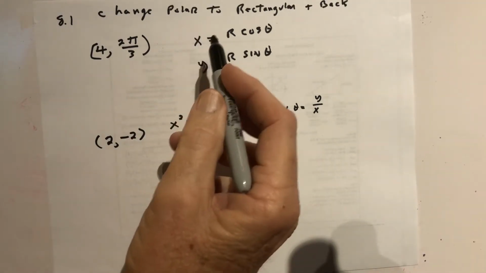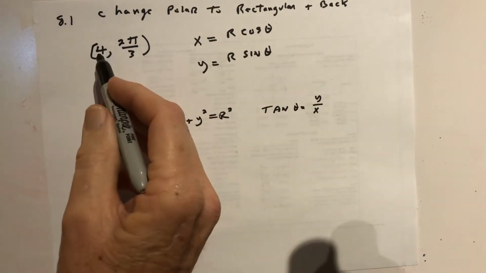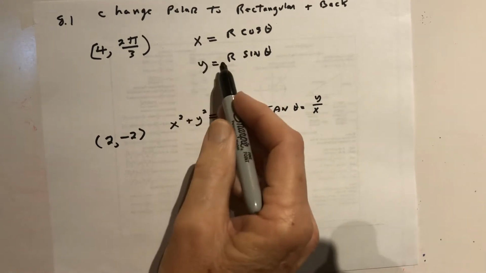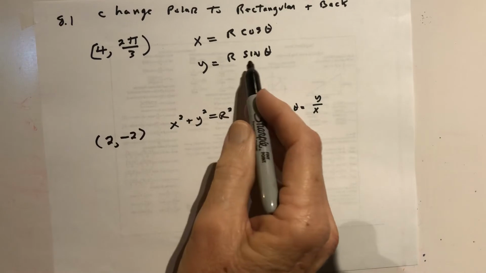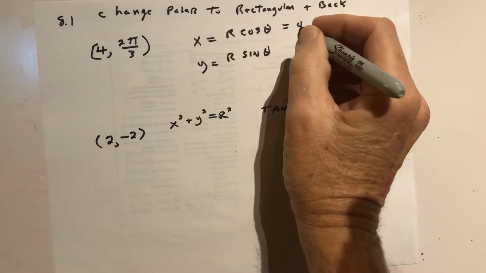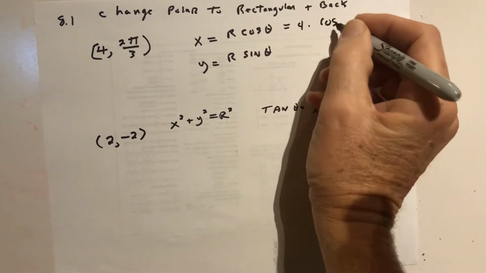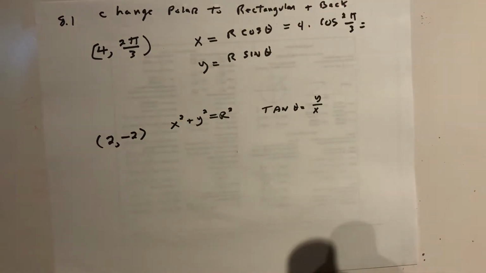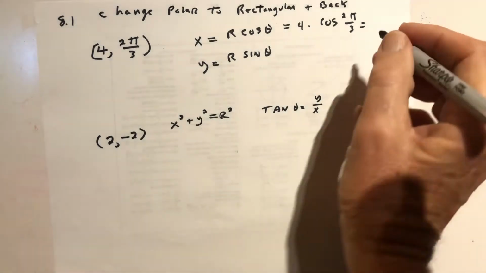To find the x-coordinate, it's the distance times the cosine of this angle. To find how far up and down we go, it's the distance times the sine of the angle. So for this one, x would be 4 times cosine 2 pi over 3. And you can calculate that. 4 times cosine 2 pi over 3, that'd be 4 times negative 1/2 would be negative 2.